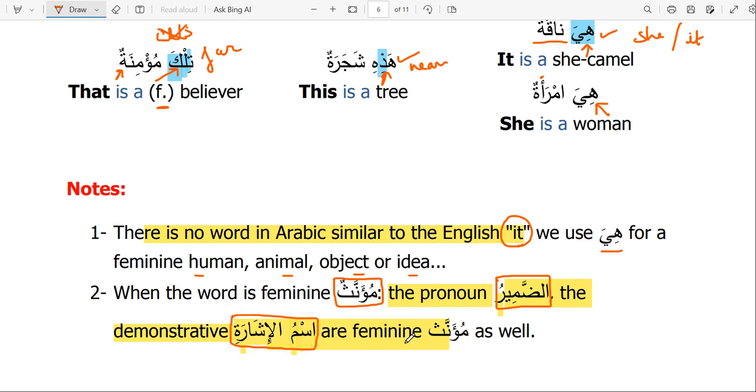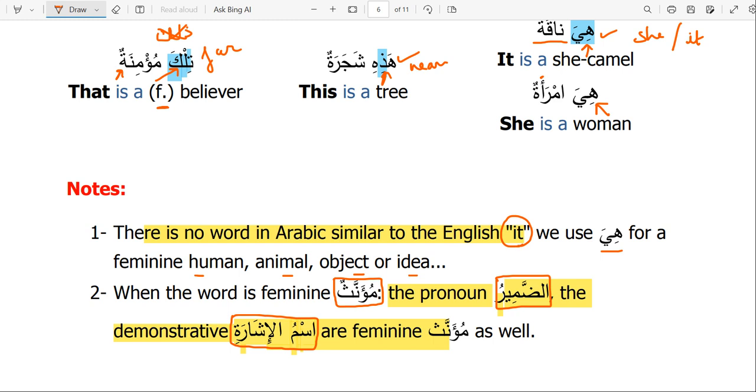When you come across a feminine noun, know that, as we did in our previous lesson for masculine nouns, the pronoun, the damir, the ismul ishara, everything will be used as feminine. As here we did hiya or hadihi or tilka. So let's move on to the next topic.